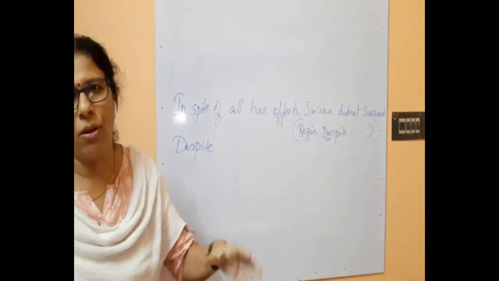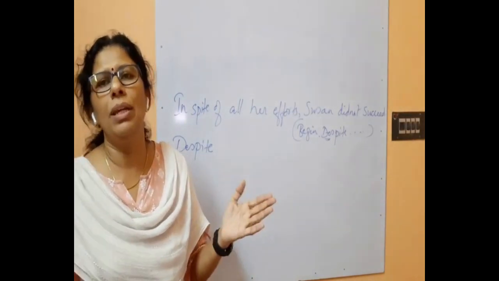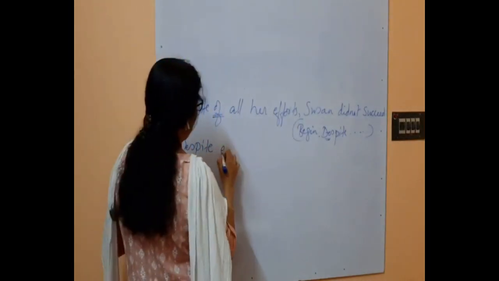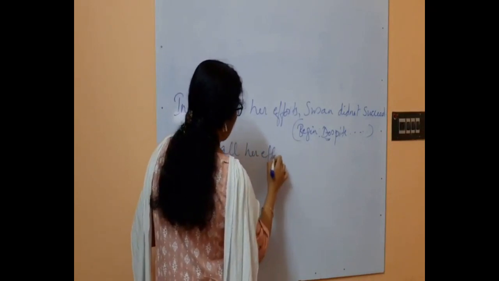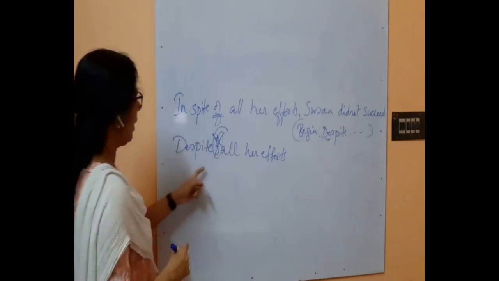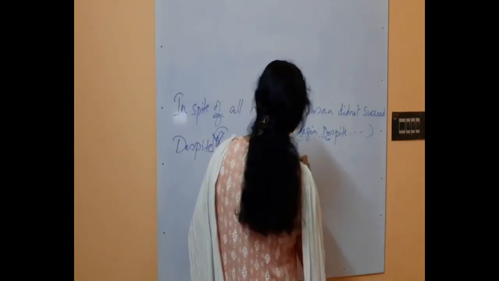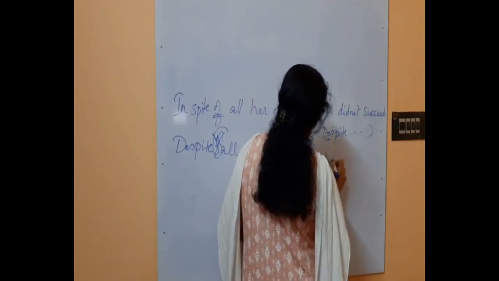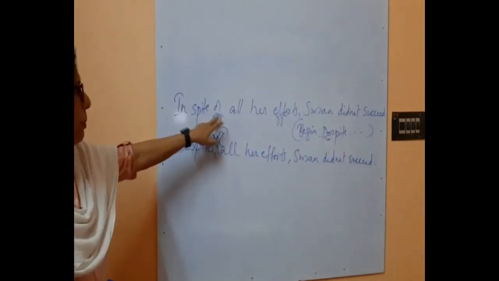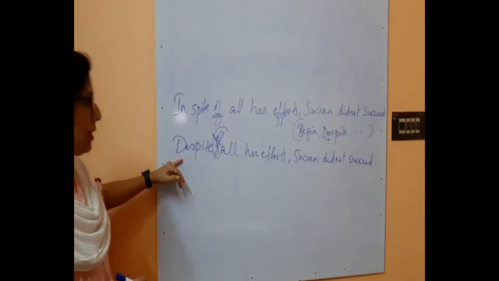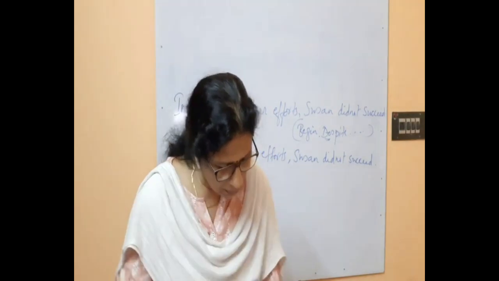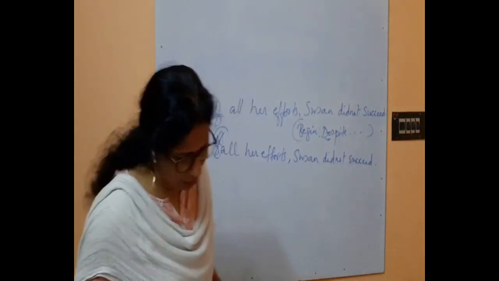Sometimes a participle form can be used, like being, passive form also can be used, but never will it be followed by of. So despite all her efforts. Don't write despite of. It is wrong. Despite all her efforts, comma, Susan did not succeed. So in spite of all her efforts, Susan did not succeed. Despite all her efforts, not despite of, despite all her efforts. And next one with despite itself, I will give you one more.